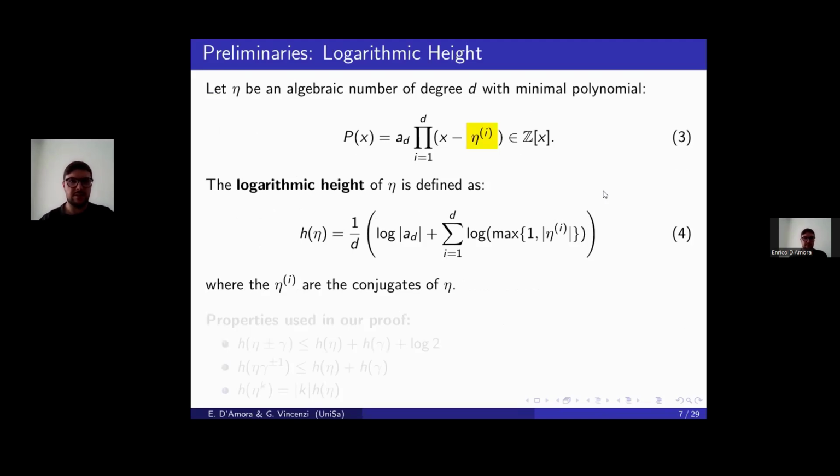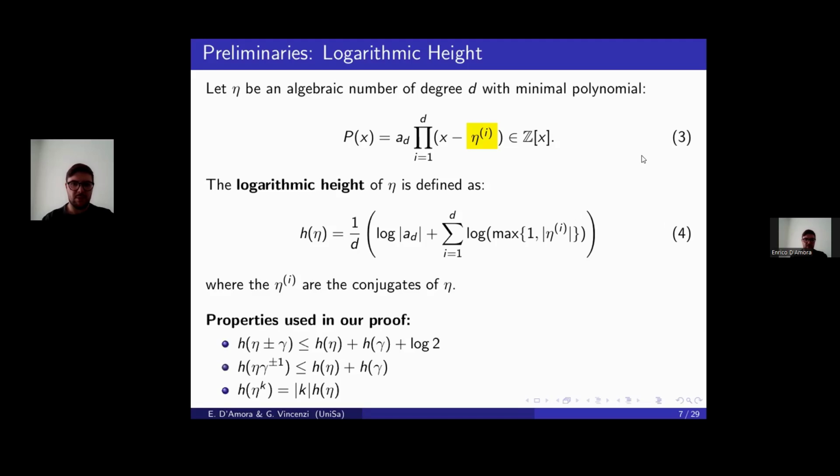Another important definition is the logarithmic height. In particular, we start from the definition of eta, an algebraic number of degree d with a minimal polynomial as in equation 3, where the eta_i are all the solutions of this polynomial. The logarithmic height of eta is defined as in equation 4, where the leading coefficient, the degree of the polynomial, and the eta_i appear. Moreover, h satisfies three properties we will use during the proof.